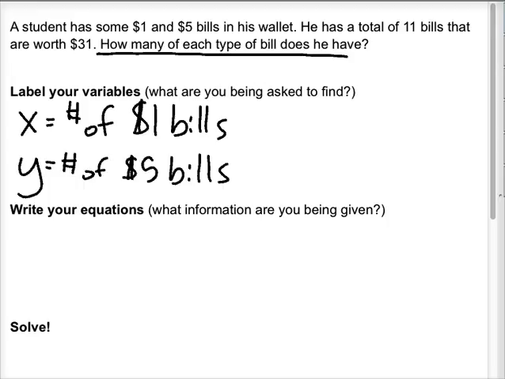And write your equation. So now we need to figure out what information we are given. Well, we're given an amount equation again, a total equation. It says he has 11 bills. What does that mean? That means altogether he has 11. So X plus Y, altogether, there's 11 of them.